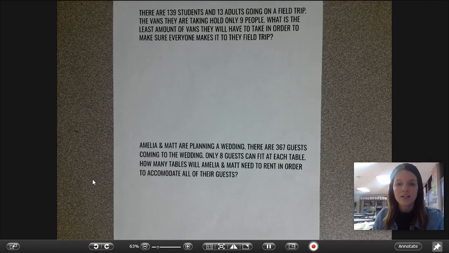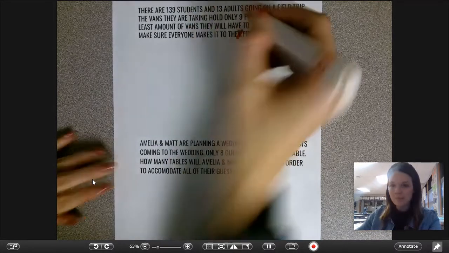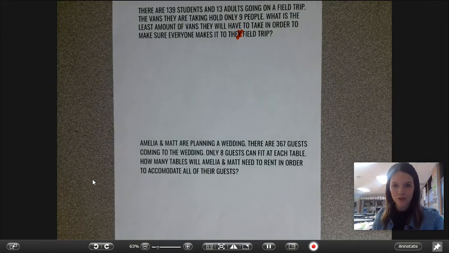The vans that they're going to take, so they're taking vans, like I said, instead of buses, so I got to build another picture in my head, and those vans only hold 9 people. What's the least amount of vans they will have to take in order to make sure everyone gets to the field trip? Looks like I made a little spelling error. To the field trip.